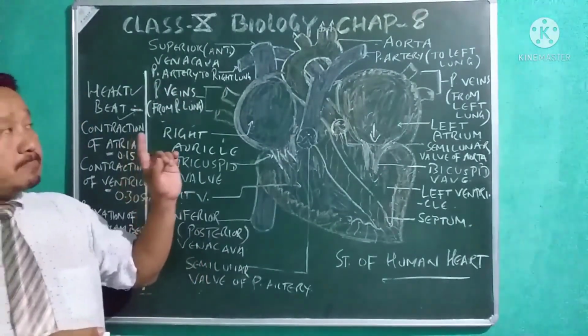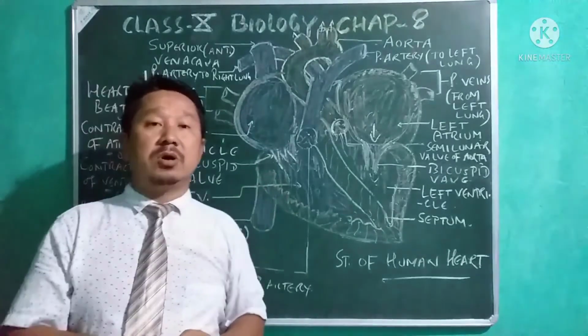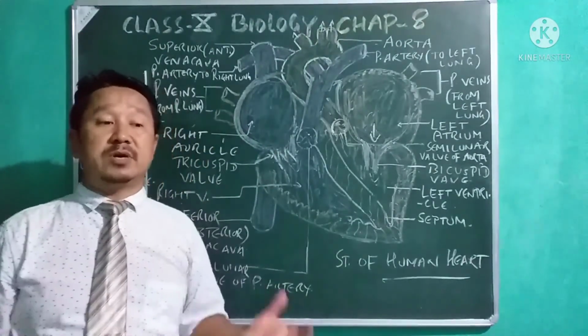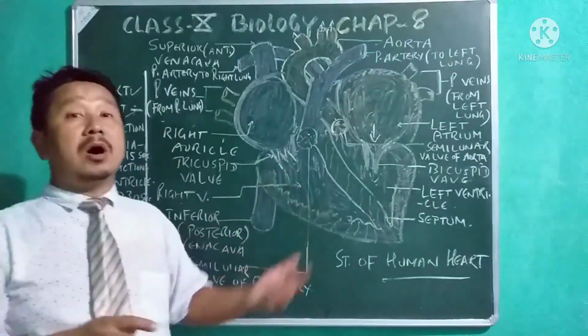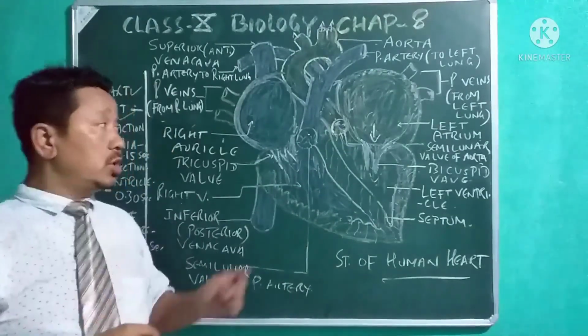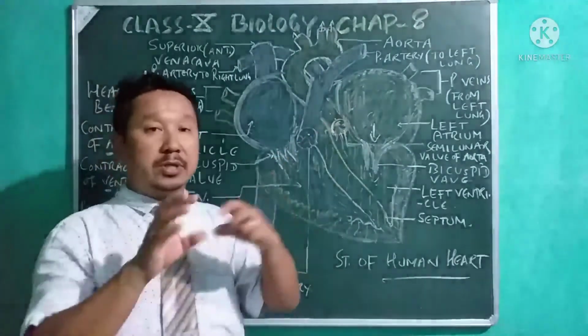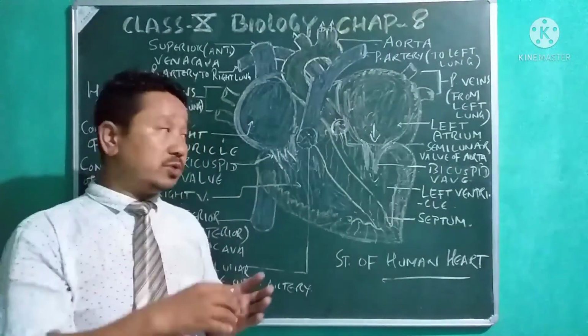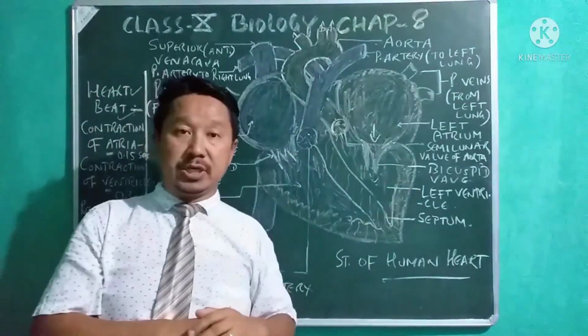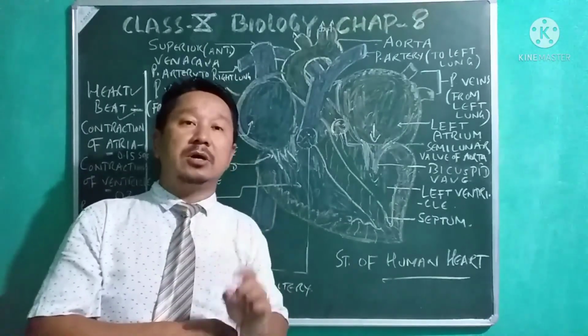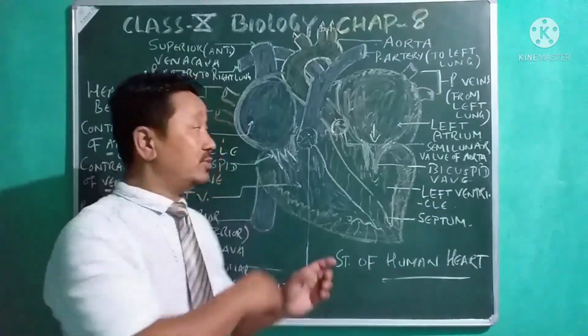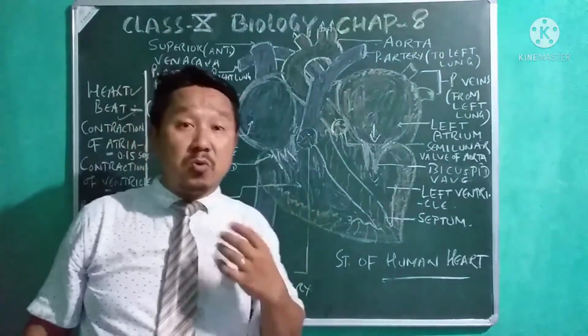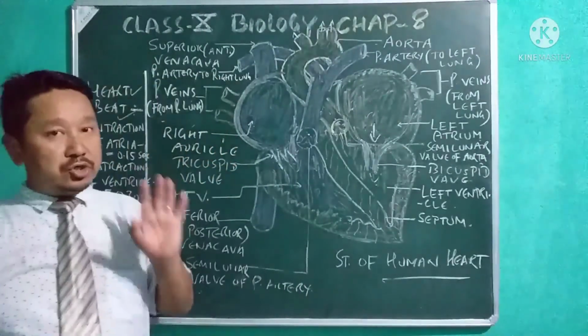Afterwards we even find the word called blood pressure. What is blood pressure? Blood pressure means when the blood flows through the aorta with heavy force, with heavy pressure, that pressure will be exerted on the wall of the artery. That pressure is called blood pressure. So this is all about the course of circulation of blood through the human heart.